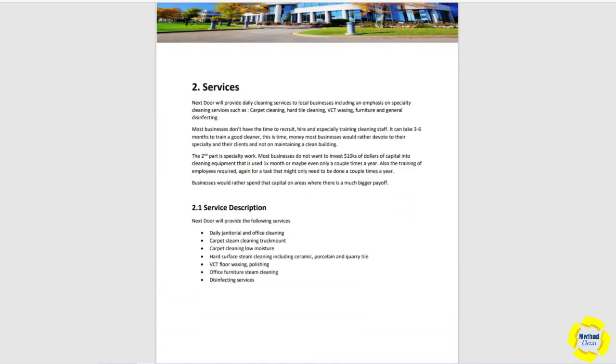The next category is services. What services do we want to provide going forward? Industries change, you change, so your whole mix may completely change. But we're going to focus on daily cleaning services to local businesses with an emphasis on specialty work, because we want to mix these high margin specialty services in with the daily cleaning services.